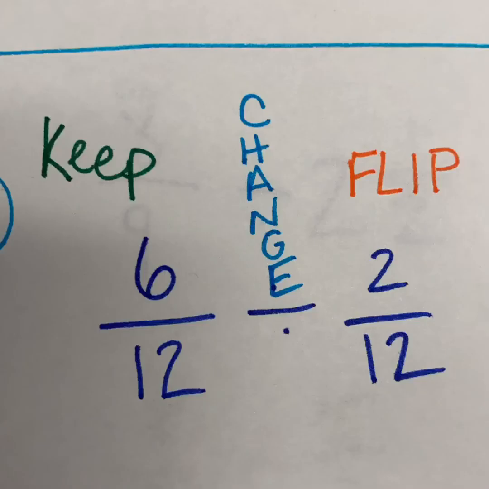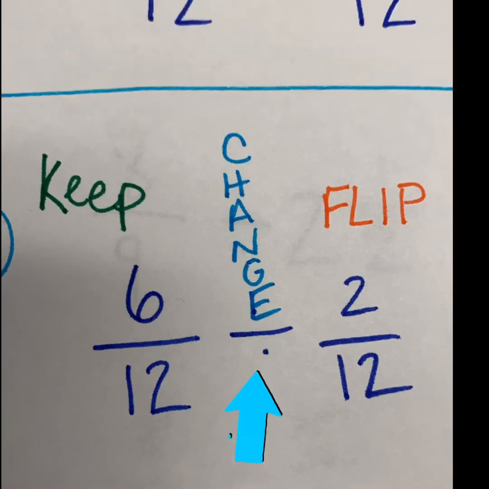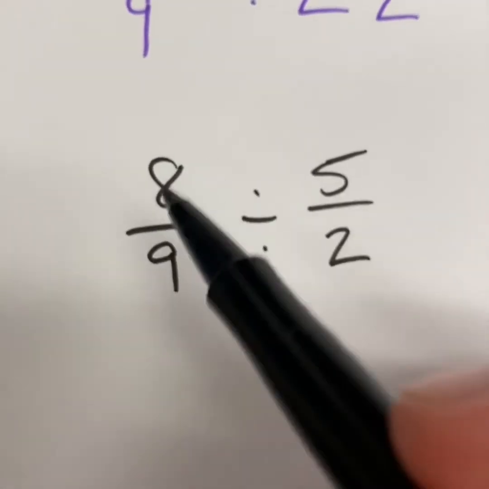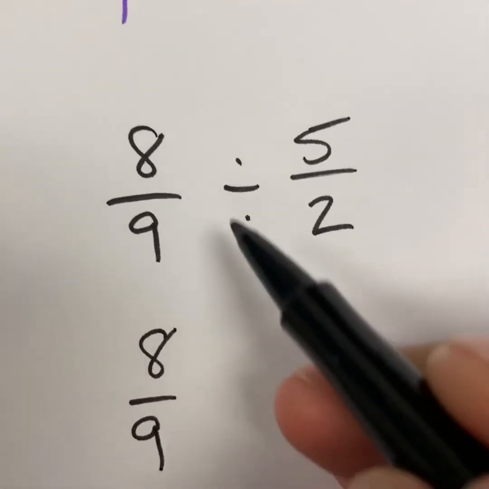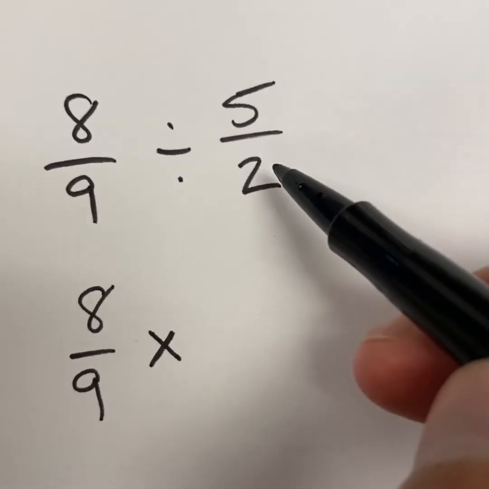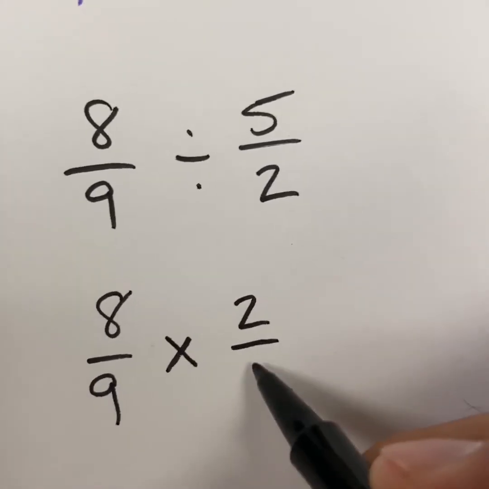I'm going to show the last problem really quickly, just to refer back to that keep, change, flip. We're going to keep that first fraction the same. Our division is going to become multiplication. And then we are going to write the reciprocal, or flip that second fraction. So here we go. We're going to keep this the same, 8/9. We're going to change from division to multiplication. And we're going to flip or find the reciprocal of 5 halves, which would be 2/5.